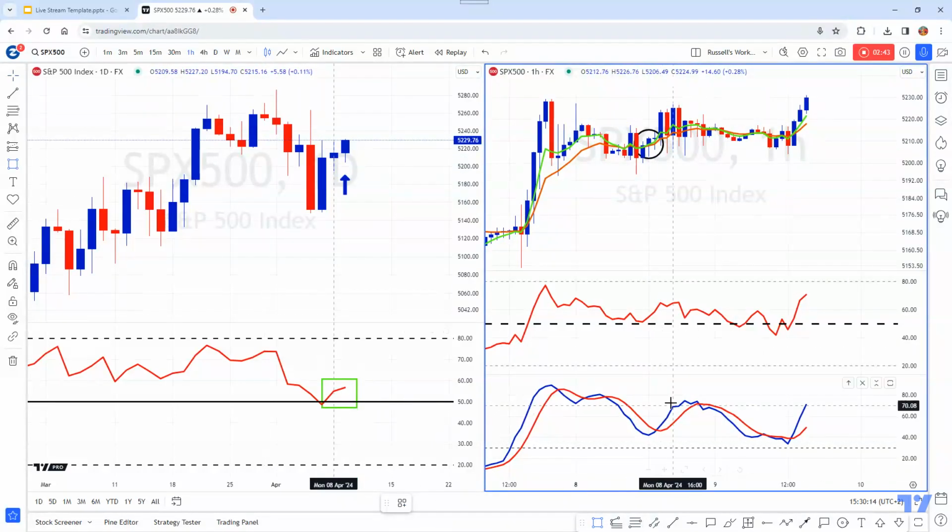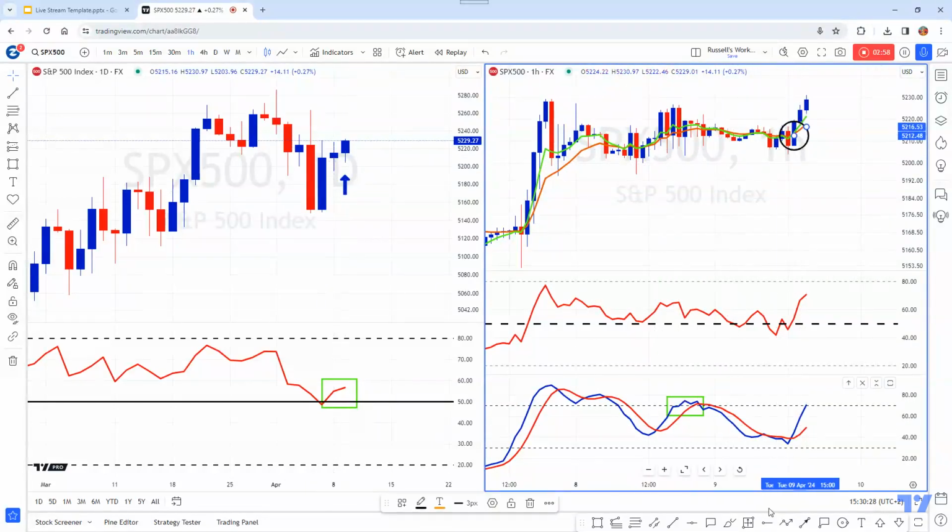unfortunately, our stochastic hit the upper quartile, and then it dropped. It's got to hit the upper quartile and hold. If it hits the upper quartile and holds, that's when we get the market movement. That's when swings tend to happen.